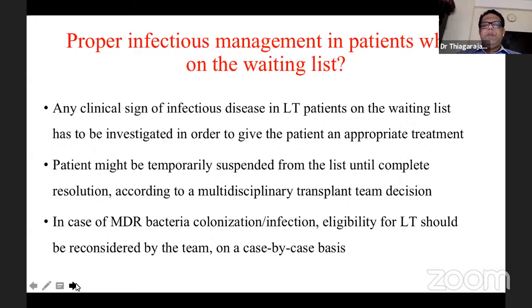Especially if a patient has a multi-drug resistant infection, it is important to consider a multidisciplinary meeting on a case-by-case basis, whether this patient is fit enough to undergo a transplant. In the post-op period, if he gets a severe multi-drug resistant infection, can we salvage him? If the entire team feels we can salvage him, we can take them on a case-by-case basis. But if we start doing most of our cases like this, then we will end up with nothing.